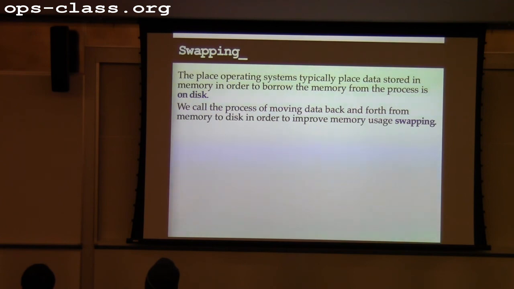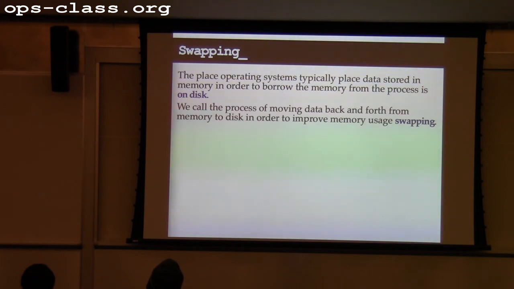So the typical place that we put memory when I want to borrow it from the process is I move it to disk, okay? We call this process of moving pages back and forth transparently behind a process's back swapping, right? And again, if you set up a Linux system, you've created a swap partition, which is used to enable swapping, right? It's the place where pages go when they're not in memory.